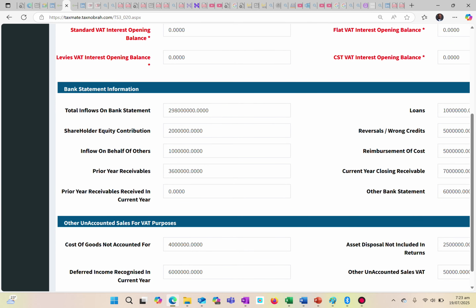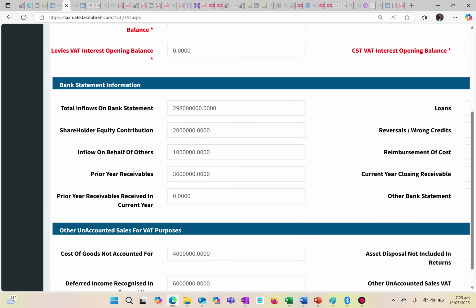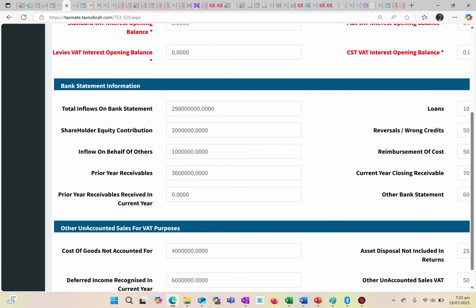So when you print your bank statement, it gives a summary: total credit, total debit. So the total credit, irrespective of whether it is a loan or any other category, just provide that information here. Total credit for the year, you put it here. Then you begin to bring the breakdown. So the credit, what was it made up of?